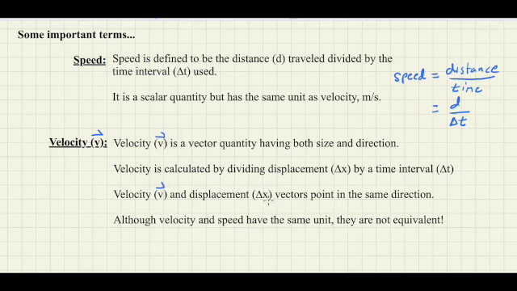Velocity is a vector quantity having both size and direction. Velocity is calculated by dividing the displacement by a time interval, delta t. So the velocity v is always defined by displacement divided by time. Velocity and displacement vectors point in the same direction. Although velocity and speed have the same unit, they are not equivalent.